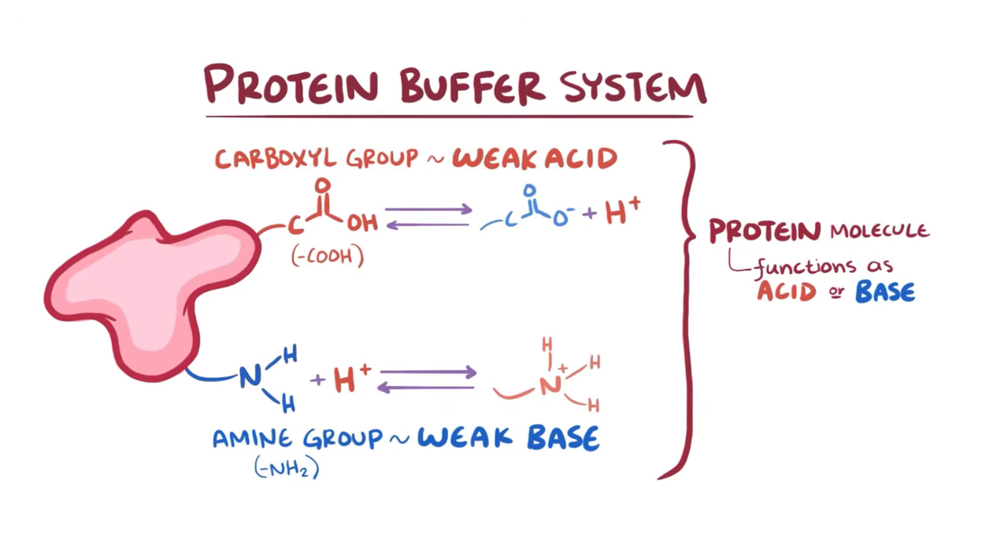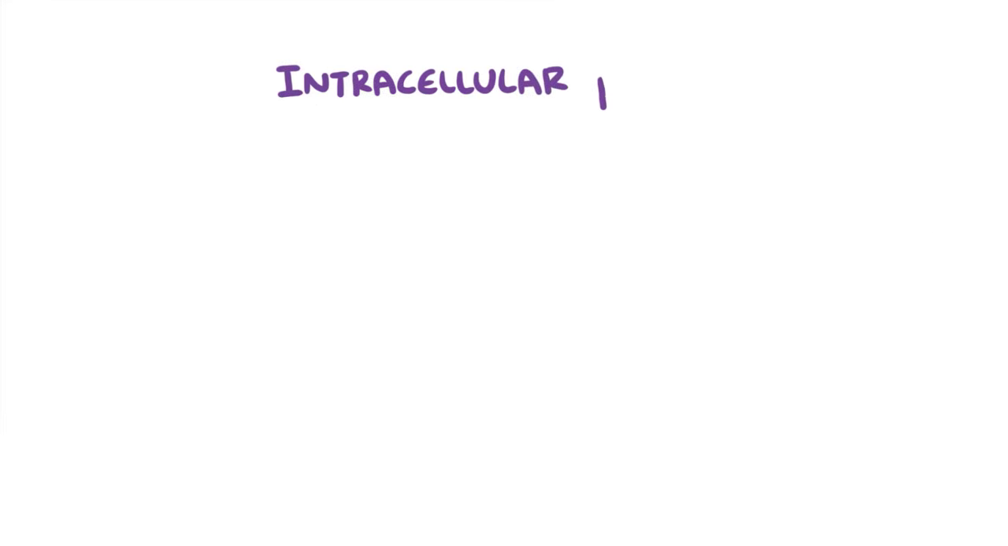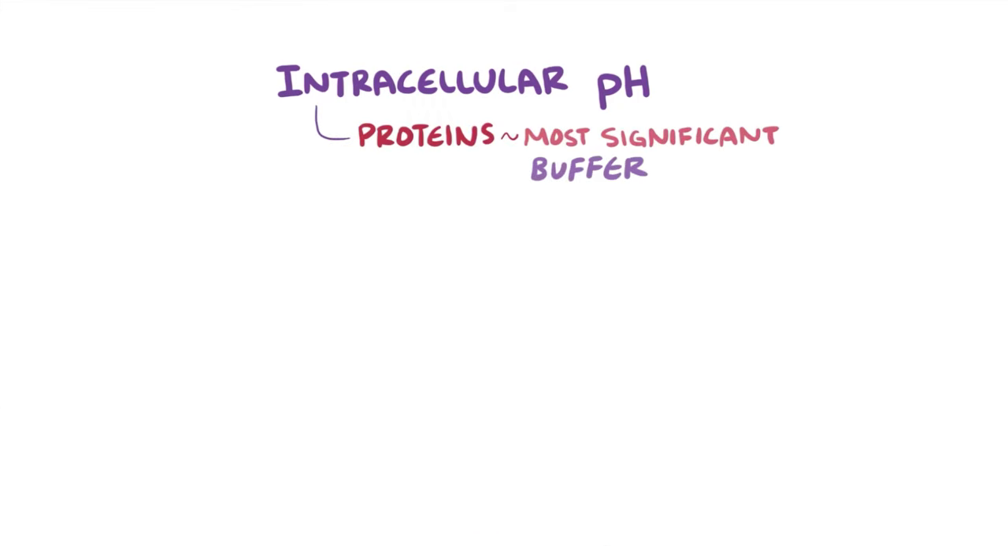But unlike the bicarbonate buffering system, there are only a limited number of proteins in our plasma, which limits how much they can buffer. Okay, until now we've explored the extracellular fluid, but intracellular pH has to stay balanced as well, and this is the pH inside cells. All cells are full of proteins, and those proteins are the most significant intracellular buffer.